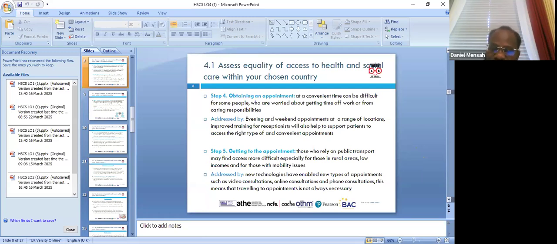But we can address this with new technologies that have enabled new types of appointments, such as video consultations and online consultations. Of course, these days the doctors will call you and have a phone conversation with you, and then they will recommend or prescribe medication for you.